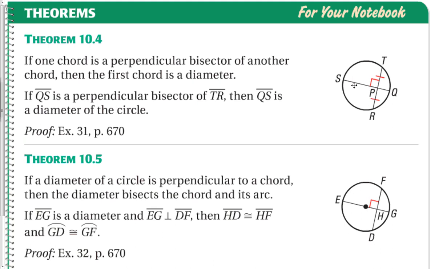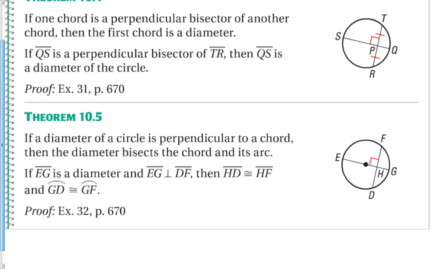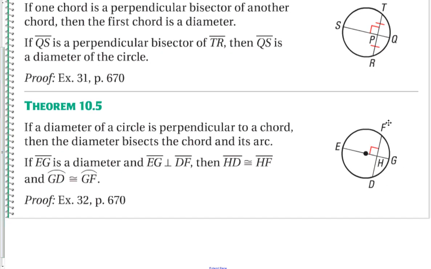If QS is a perpendicular bisector of the line TR, then QS must be the diameter of a circle. And the second one is if the diameter of a circle is perpendicular to the chord, in this case chord FD, then it bisects the chord. Right? If we weren't perpendicular, then it might not necessarily be congruent, right?